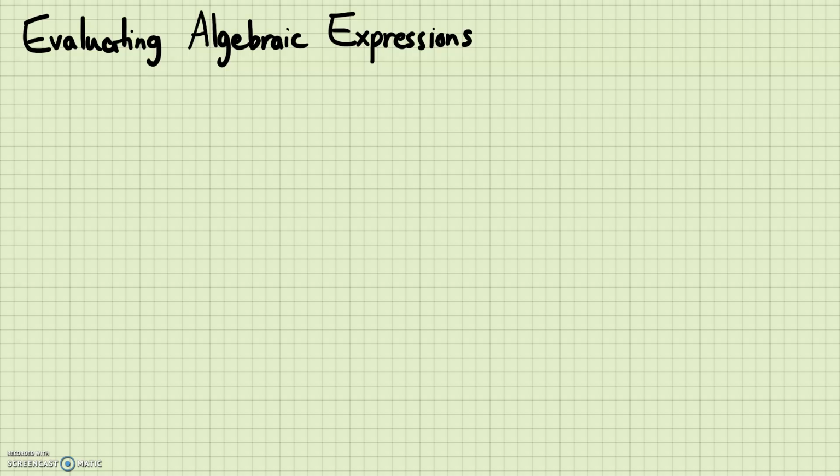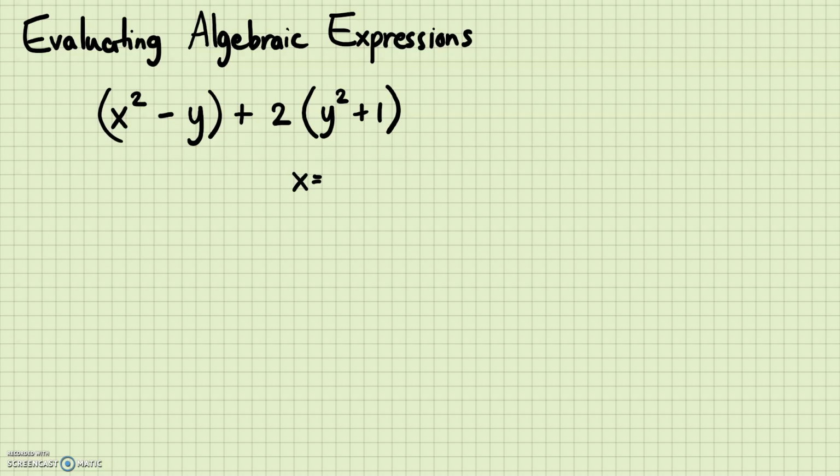Well, let's say we have a polynomial like this: x squared minus y plus 2 times (y squared plus 1). Let's say you have a polynomial like this, and we want to find out what this polynomial equals when x equals 2 and y equals -1. Basically what we're doing is putting in these values.